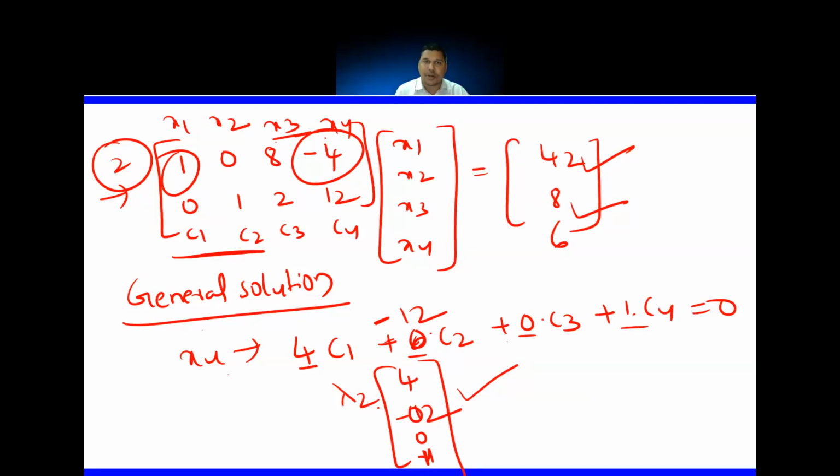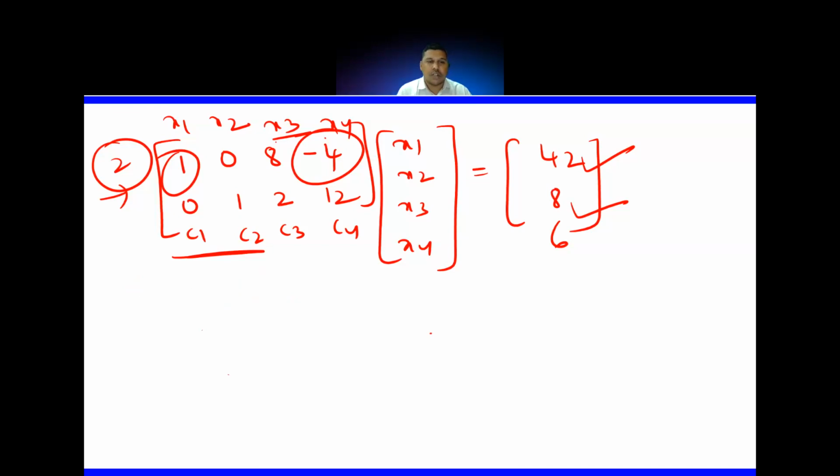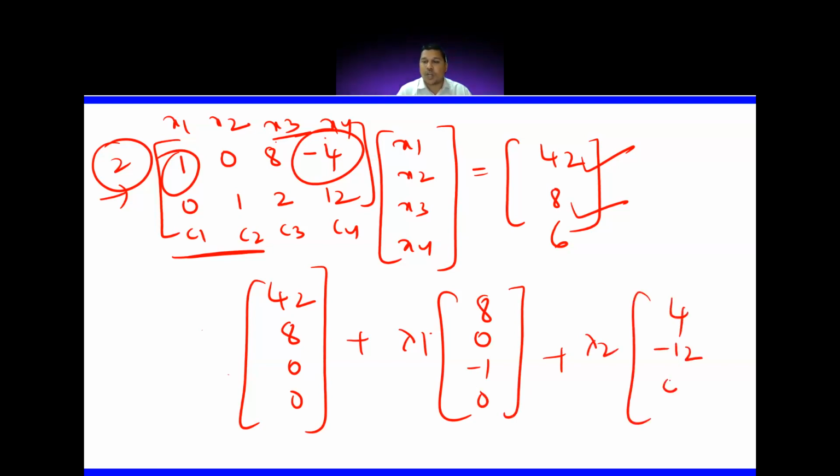When you are making it 0 using column operations, your particular and general solution will be something like this. You have to represent it in this form. So the particular solution we got is 4, 2, 8, 0, 0, plus lambda 1 into what we previously got, 8, 0, minus 1, 0, plus lambda 2 into 4, minus 12, 0, 1, something like this. So this is your particular and general solution.